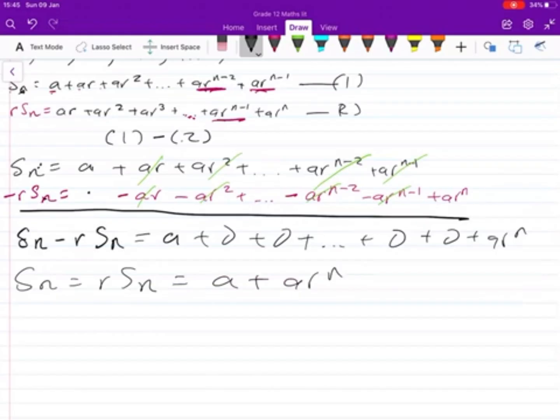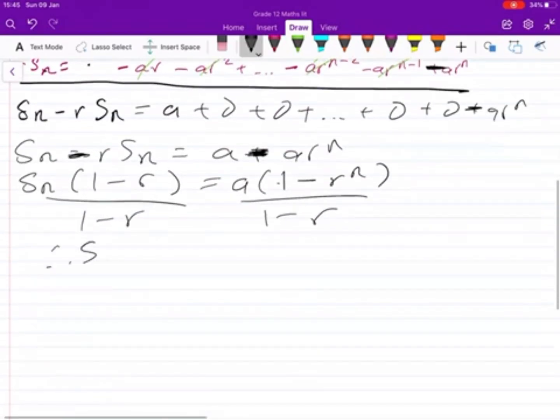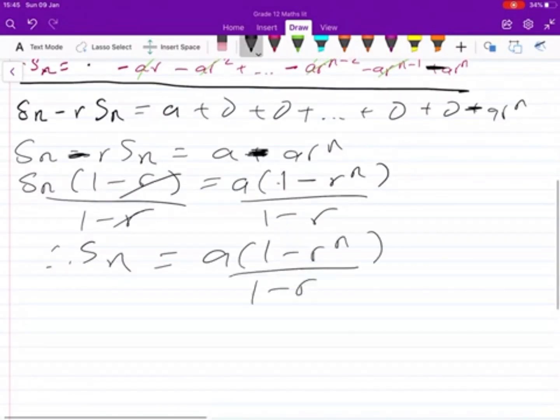Now, what we can do from here is take out the common factor. All right, so here this is minus. We can say our common factor is Sn(1 minus R), and then our common factor here is A. Okay, this is minus. That's a mistake. This is minus. Okay, minus. This is 1 minus Rn. Divide both sides by 1 minus R. Therefore, Sn equals A(1 minus Rn) over 1 minus R. All right, so that is the proof.